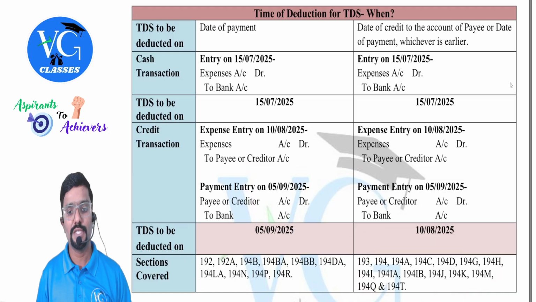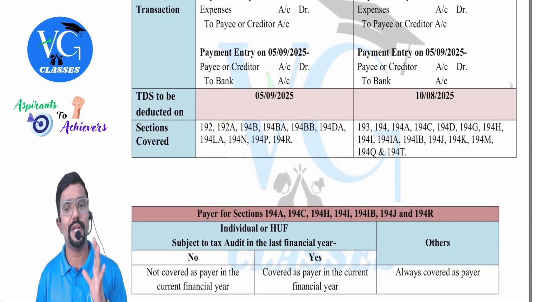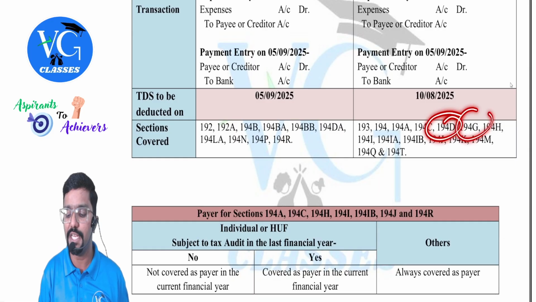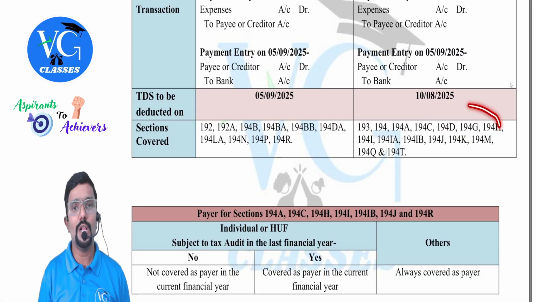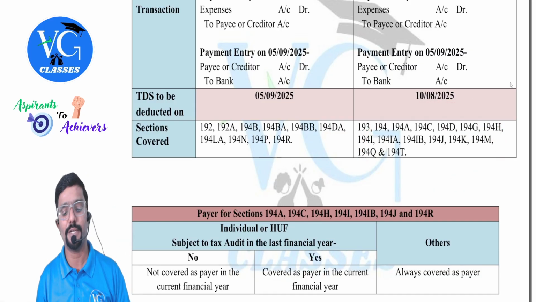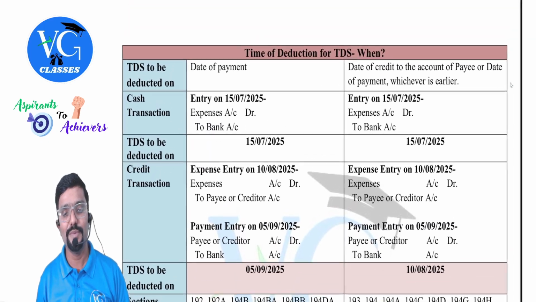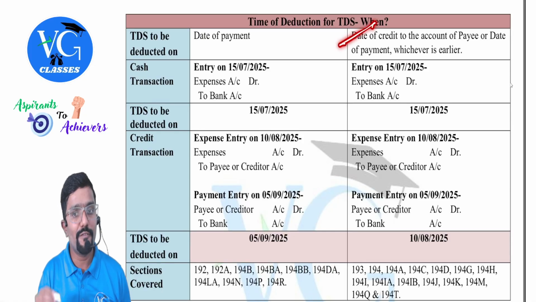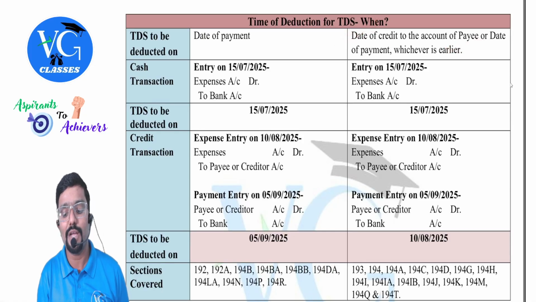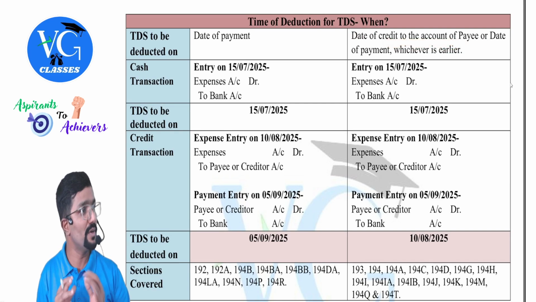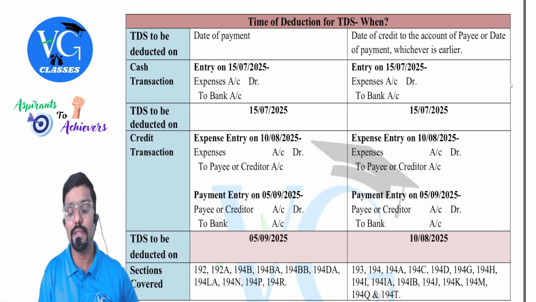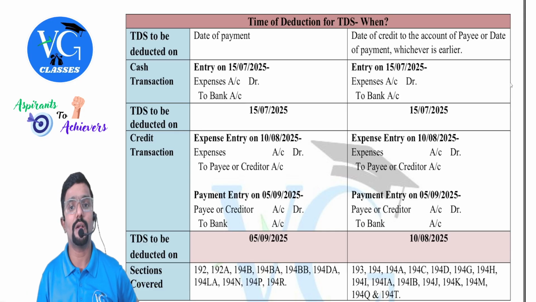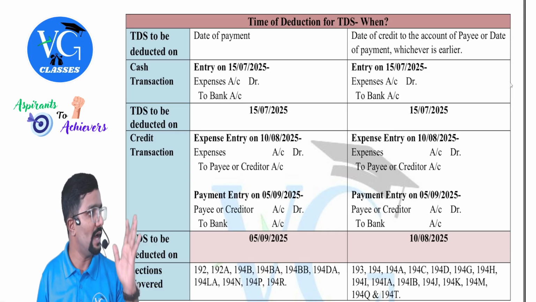Then we have another set of sections which I have given here. You can see section 193, 194, 194A, 194C, 194D, G, H, I, IA, IB, J, K, M, Q, T. For all these sections, TDS has to be deducted, they have told, on the date of credit to the account of the payee. And here account of payee means not bank account, but in the books of account, or the date of payment, whichever is earlier. I repeat, the TDS has to be deducted on the date of credit to the account of the payee or on the date of payment, whichever is earlier.